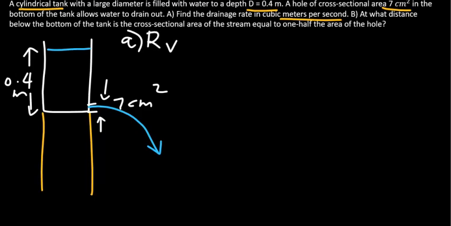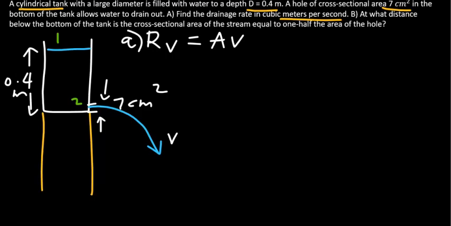Remember the volume flow rate? It is given as the product of the cross-sectional area and the speed at that cross-sectional area. So in this case, the cross-sectional area is 7 cm squared. The speed we don't know, but we can determine that from Bernoulli's theorem. Let's look at these 2 points. The first point is the top surface of the water level, and the second is the hole. Now let's apply Bernoulli's equation here.